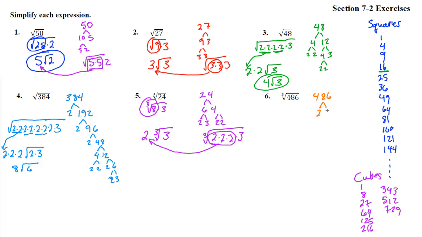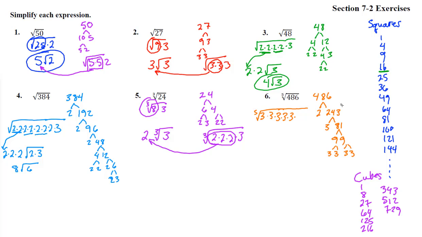That's 2 and 243. Some of you may remember 243 is a perfect fifth, but if you didn't, let's go ahead and keep doing that. 3 and 81. That's 9 and 9. That's 3 and 3 and 3 and 3. So if we were to write this out, we have the 5th root of, oh, better keep that going, 3 times 3 times 3 times 3 times 3 times 2.